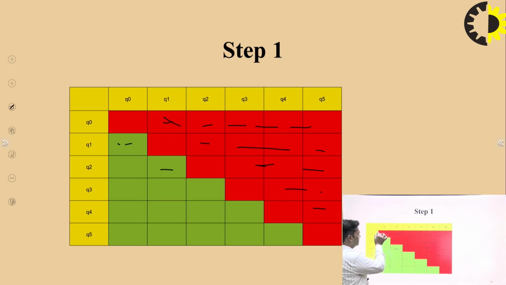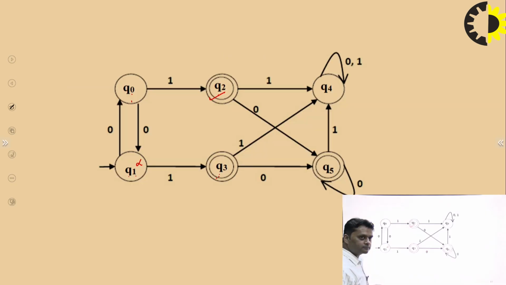This one is Q0 Q0, Q1 Q1 and Q5 Q5, the same state, so we remove this from our Myhill-Nerod theorem method table. So we take only the green portion. Now let us go with our diagram.